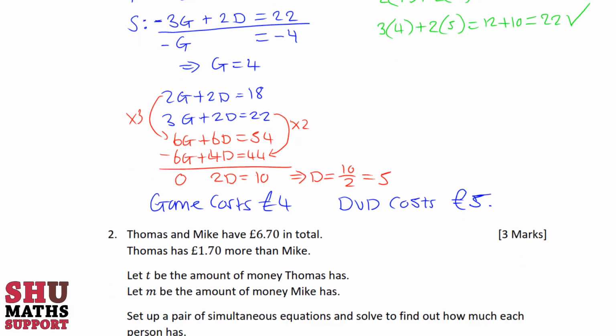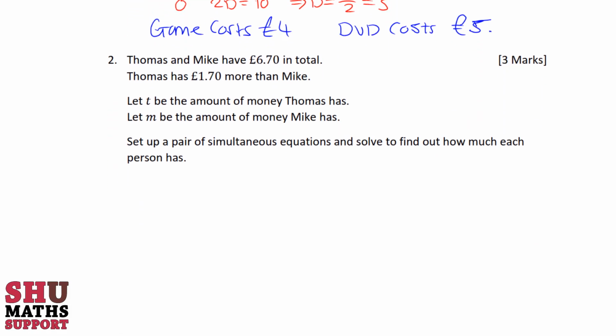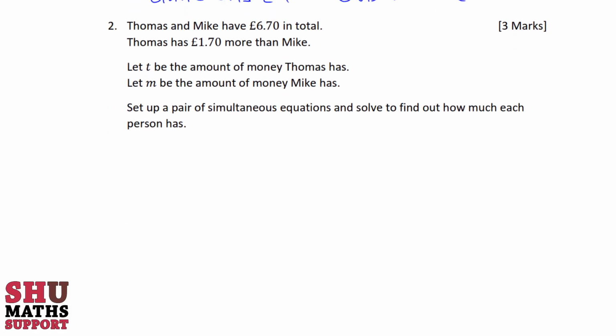Now we have our next question, which is Thomas and Mike have £6.70 in total. Thomas has £1.70 more than Mike. It's asking us to let T be the amount of money Thomas has and M be the amount of money Mike has. And we need to set up a pair of simultaneous equations and solve them to find how much each person has. So let's set up an equation.